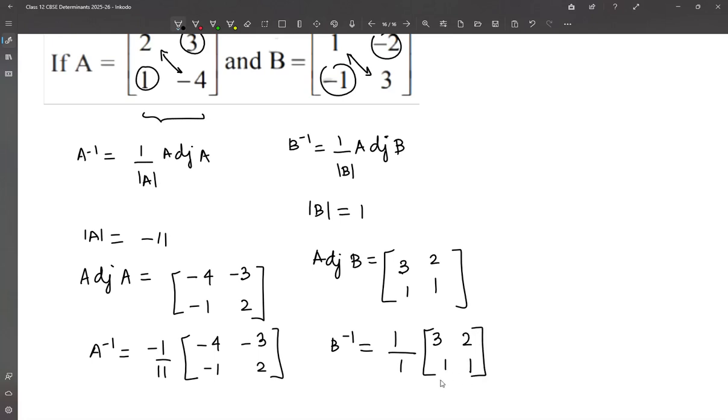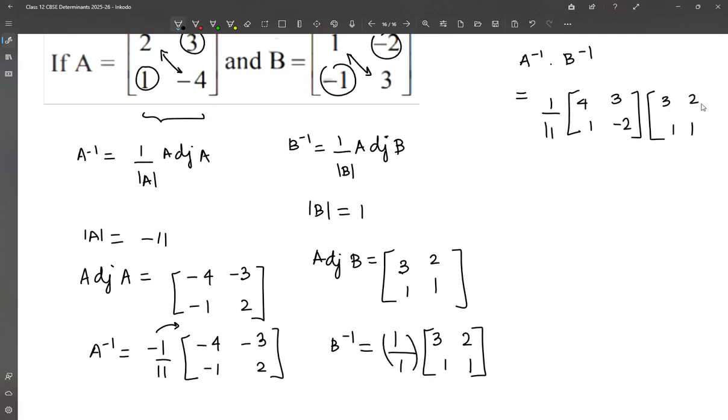Now we have A inverse and B inverse, and I'm going to multiply in the order specified in the question. A inverse into B inverse would be 1 by 11 into minus 4. We can take this minus into every term inside, so this becomes 4, 3, 1 and minus 2. B inverse is just the matrix 3, 2, 1 and 1.